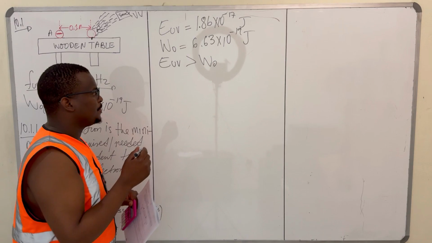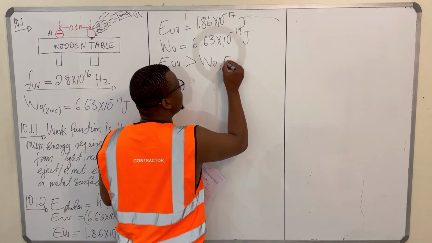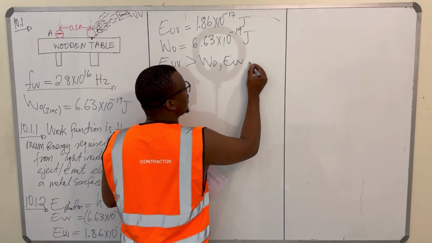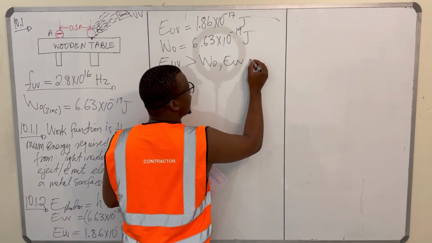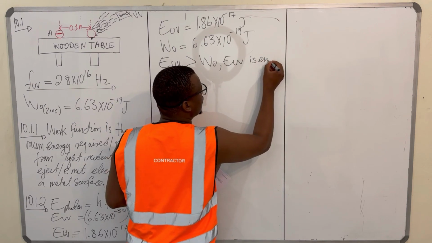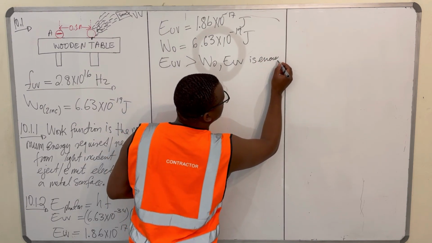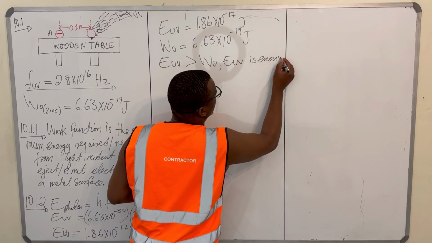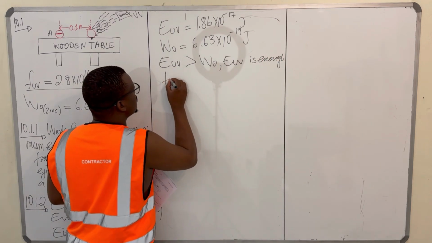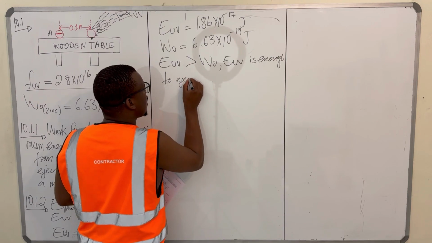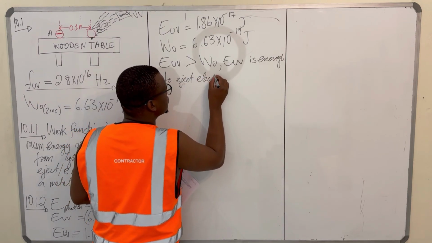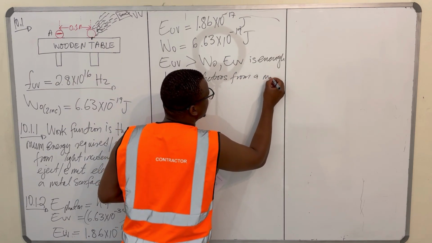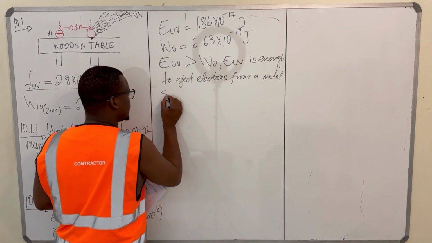which means EV, the energy of the ultraviolet light, is enough to eject electrons from a metal surface.